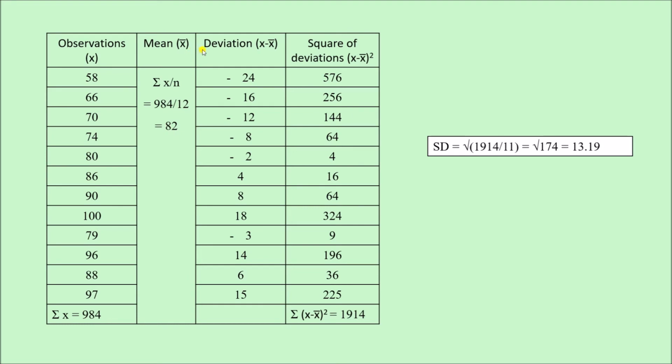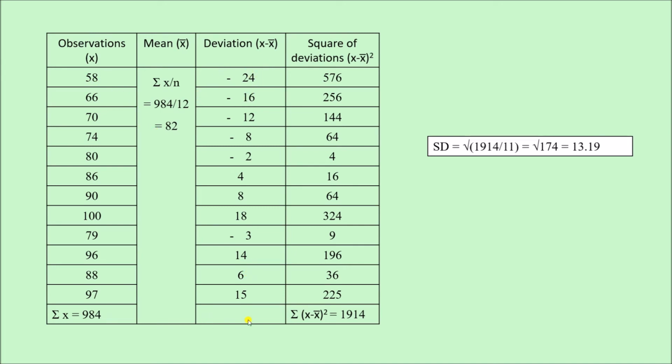Second step is we have to find out the deviation of each value or each observation from the mean value, just like the mean deviation. So 58 minus 82 is minus 24, 66 minus 82 is minus 16. So like this we have 12 deviations from the mean value. So mean is 82, and for each observation we can find the deviation.